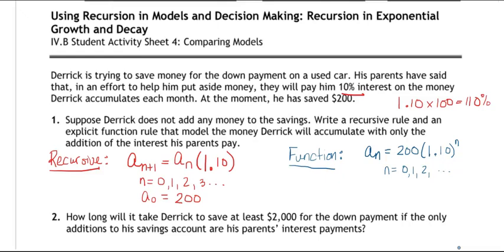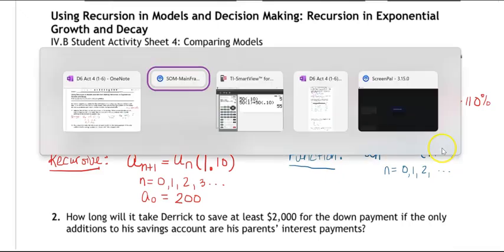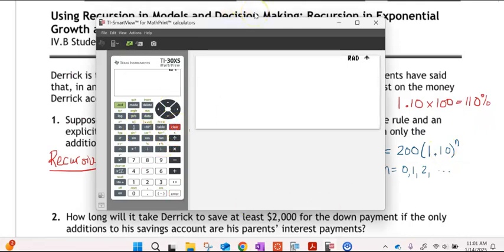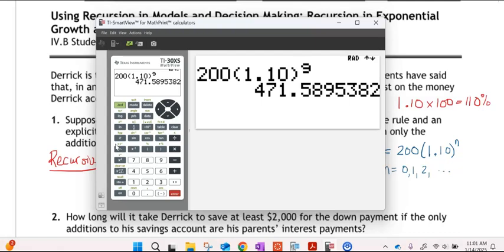Now I could take this equation that I have right here and plug something in for n and know exactly how much money I would have. So let's try that. For example, I could take that exact equation, 200 times 1.10, and then I'm going to put in my exponent. Let's say I want to know how much I have after 9 months of savings. So I put that in, and that tells me right now that I have $471.59 saved if we go for 9 months, or I shouldn't say I, but Derek does.